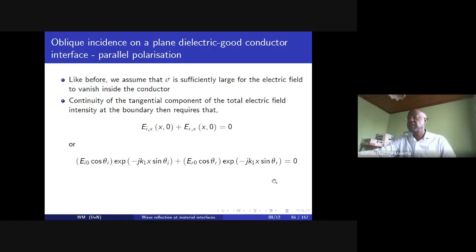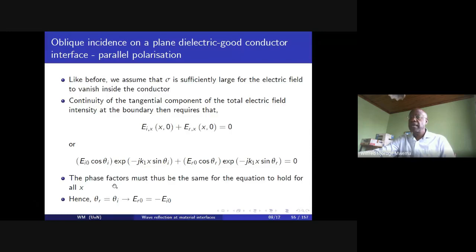And like we said before, for this to be the case, the phase propagation factors that we have here must always be the same for it to hold for all x at the boundary. Okay? So again, we see that for this case, theta r is equal to theta I, and therefore ERO must be equal to the minus of EIO to make this equation equal to 0. And this, we recall, is again the Snell's law of reflection.